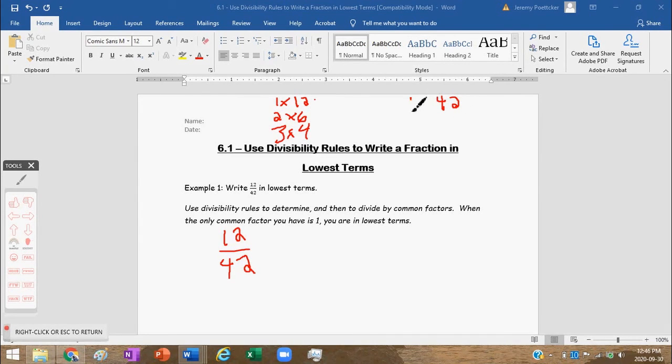42. Well, we've got 1 times 42. It's the obvious one. That's fine. 42 is even. That means I can divide it by 2. So 2 times something. And if I'm not sure, 42 divided by 2. Oh, 21. All right. 42. 4 plus 2. 4 plus 2 is 6. Hey, that's divisible by 3. That means 3 times something is going to give me 42.